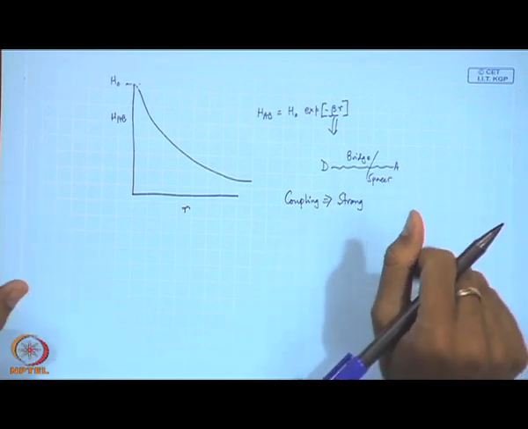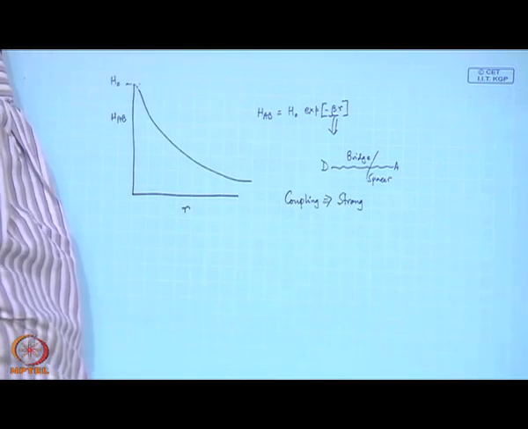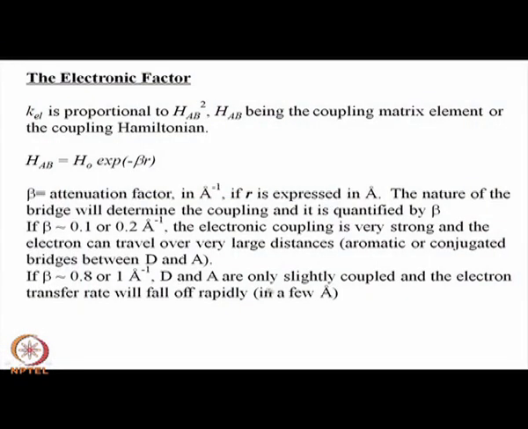travel large distances. If beta is like 0.8 to 1 angstrom inverse, then D and A are only slightly coupled and the electron transfer rate will fall off very rapidly. In a few angstrom, the electron transfer rate will almost go to 0. So, in the higher range of beta, if it is close to 1, then it will fall off rapidly, but if it is less, like 0.1 and 0.2, then the coupling will be very strong.